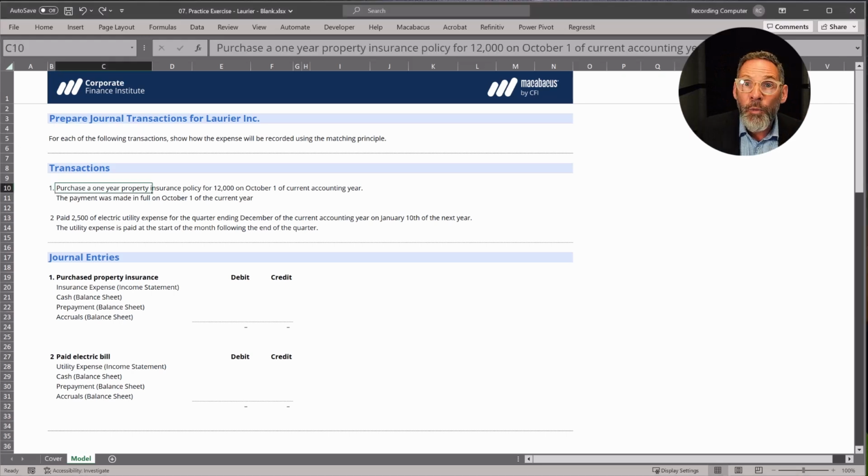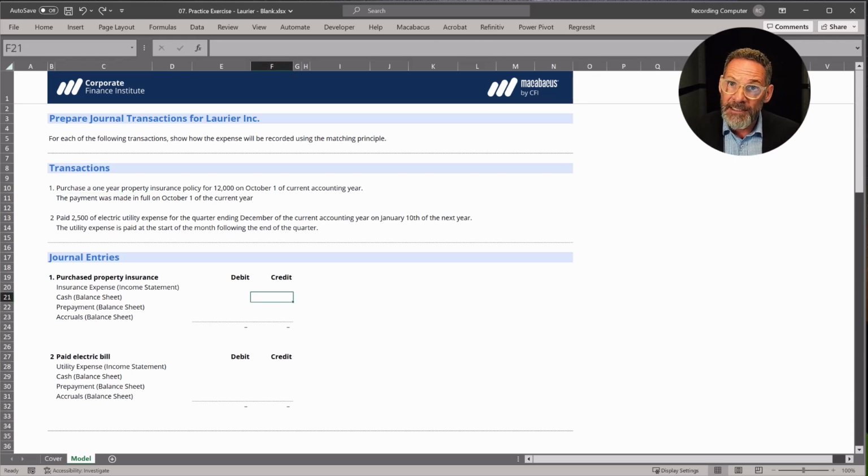We purchased a one-year property insurance policy for $12,000 on October 1st of the current accounting year. So we have that insurance policy covering us for October, November, and December, so 3 months of the current year. Now the payment was made in full on October 1st for the full 12 months. So we know that when we decrease an asset like cash, that's a credit. But now we need to use the matching principle.